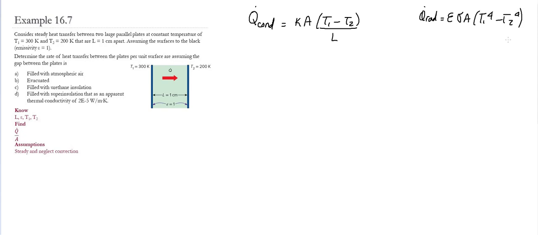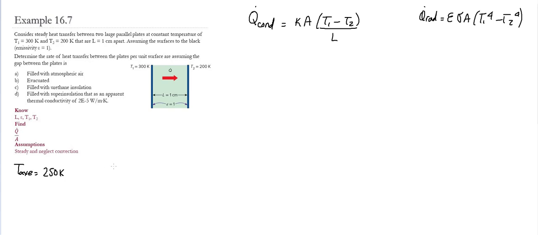Okay, so we're going to start evaluating each one of them. So we're going to start with case A. For case A, it says that it's filled with air. So for conduction, we need to find the value of k for this particular condition. So we go to the book and notice that we have a temperature of 300 on one side and 200 on the other one. So the temperature that we're going to use is the average temperature, which is going to be 250 K. And that is the temperature that we're going to use to find the properties.